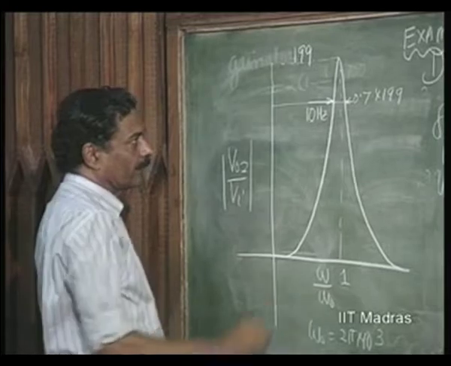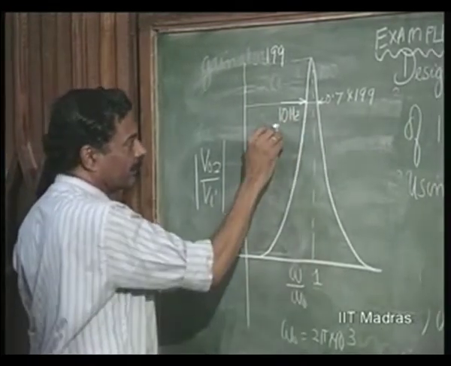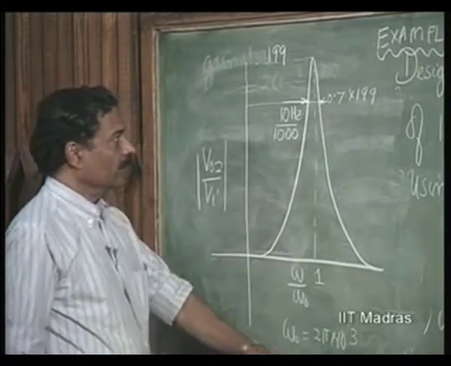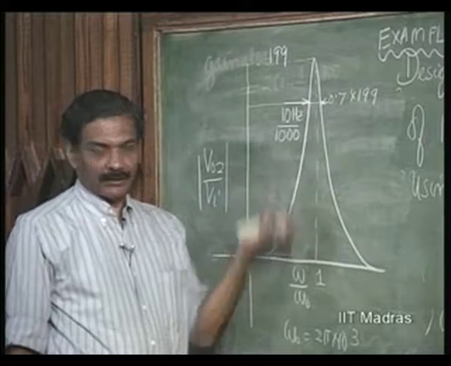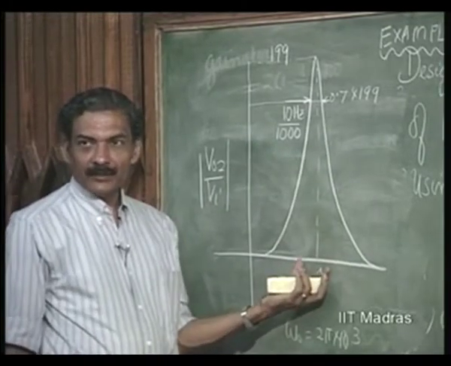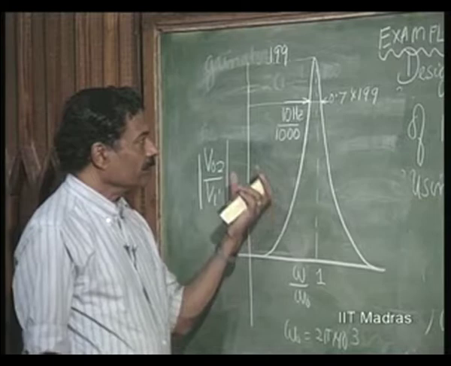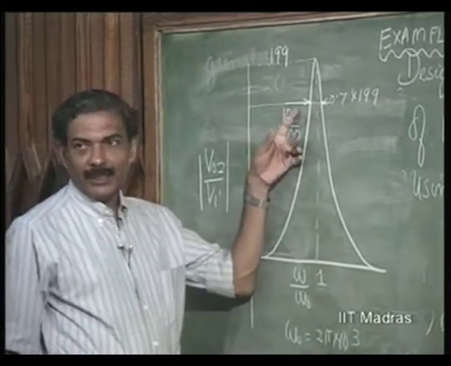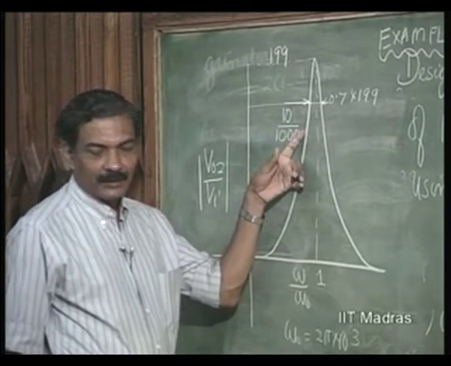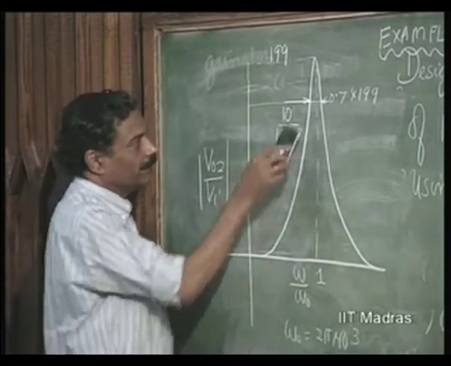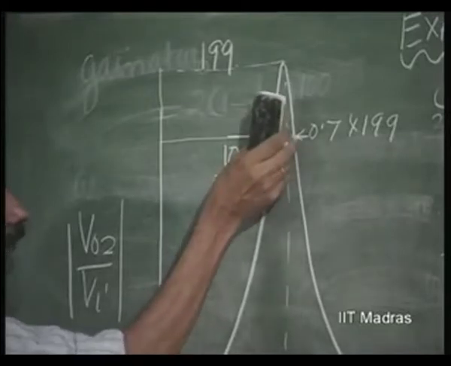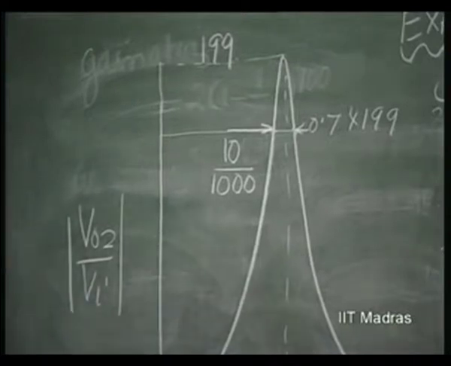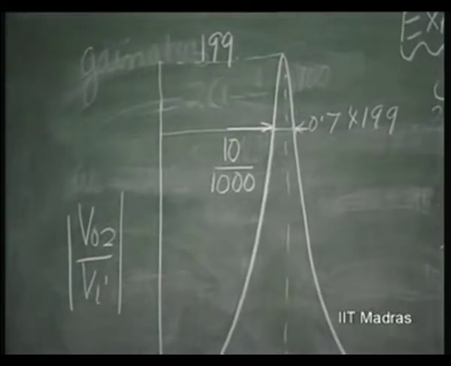Actually, this width, if you take, it will be also divided by 1000. So, this is going to be 10 by 1000, because all these things will be normalized with respect to omega naught. So, 10 hertz by 1000, or 10 into 2 pi divided by 1000 into 2 pi. So, this will be 1 by 100, this width. So, this is the band pass filter which we have designed.